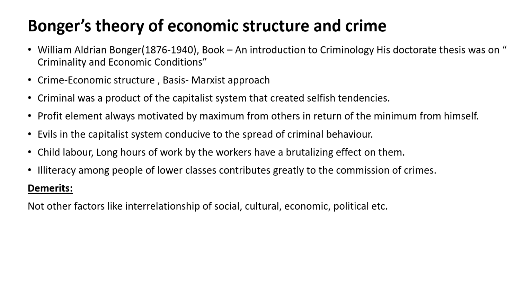The basis of his work was Marxist philosophy, and what he stated was that the criminal was a product of the capitalist society, because the capitalist society tends to produce certain selfish tendencies, because of which the proletariat tend to be more anti-bourgeoisie. That is, there is always a struggle between the bourgeoisie and the proletariat. That is what Marx held, and so is the theory given by William Adrian Bonger. He held the same theory and tried to apply it to crime in particular. What he stated was that evils in the capitalist system are more conducive to the spread of criminal behavior.